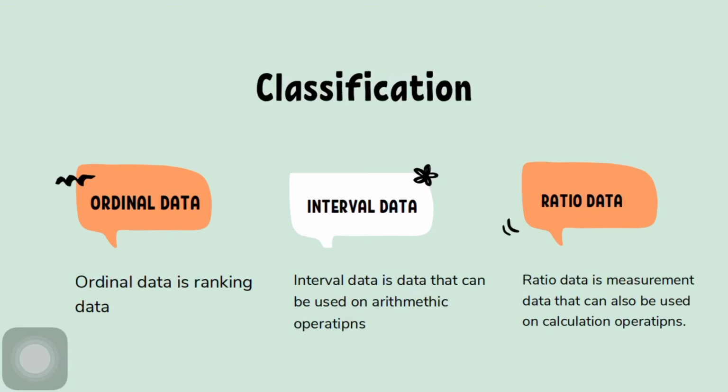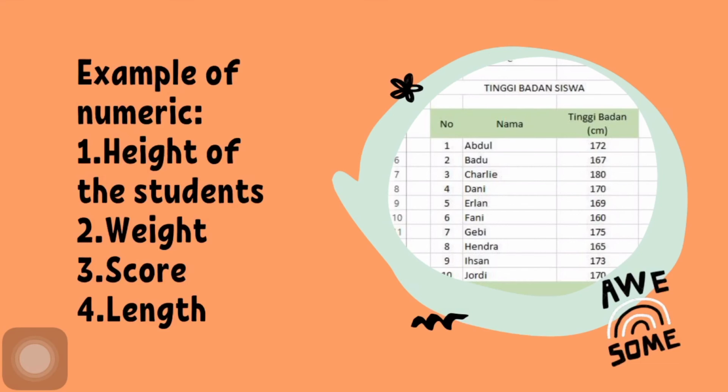And the third is a ratio data. A ratio data is a measurement data that can also be used in the calculation operation. The number in the ratio data are real number, not only as a symbol. For example, the weight data, height data, and others. This is an example of the continuous variable.